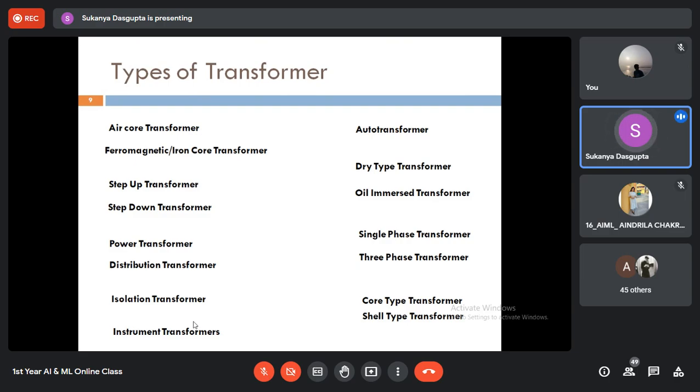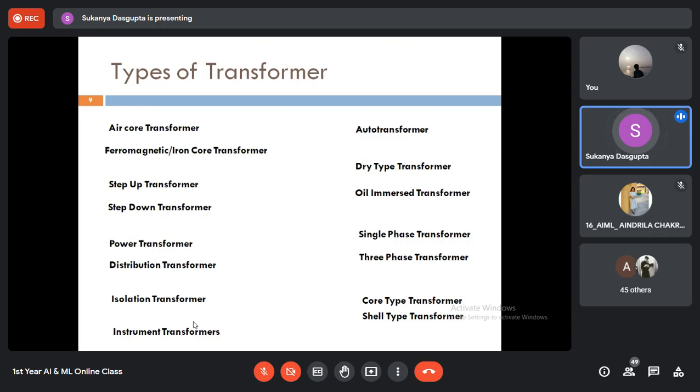In an air core transformer, the core is made of either plastic or it's simply air. In a ferromagnetic or iron core transformer, the core is made of iron or any ferromagnetic material. Losses are less in the air core type of transformer, but the widely used transformer in electrical applications is the ferromagnetic or iron core based transformer. The air core transformer is mainly used in electronic circuits, mainly at radio frequency range.